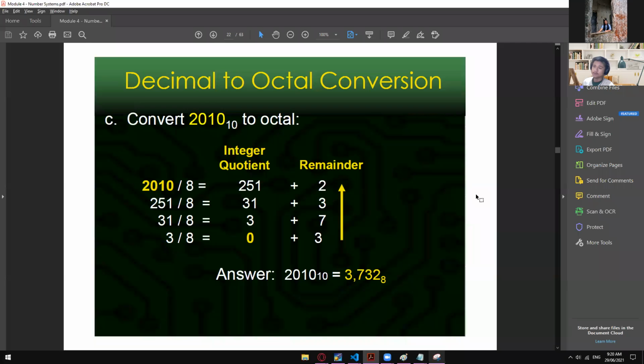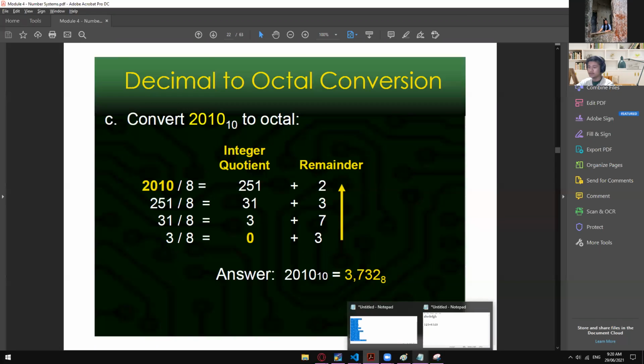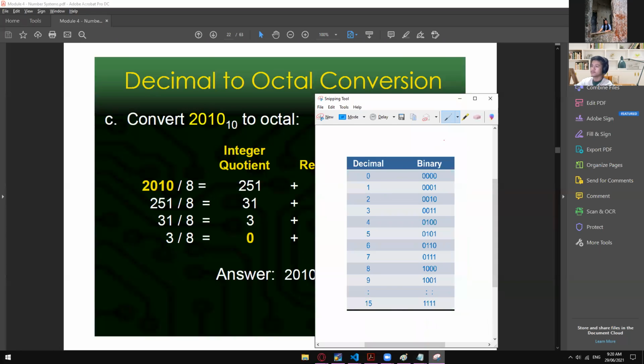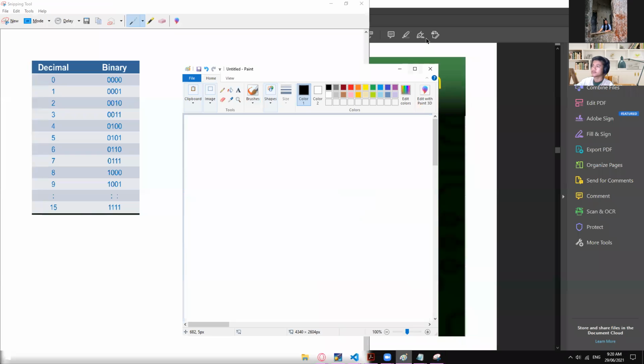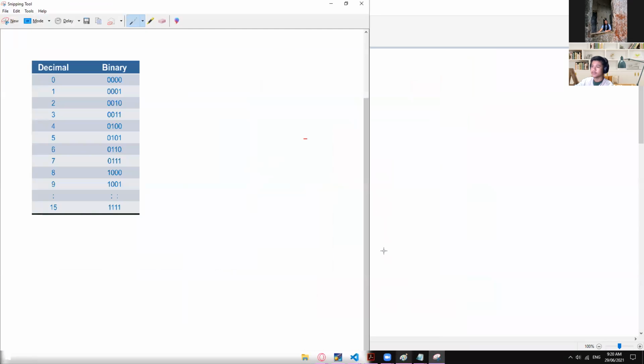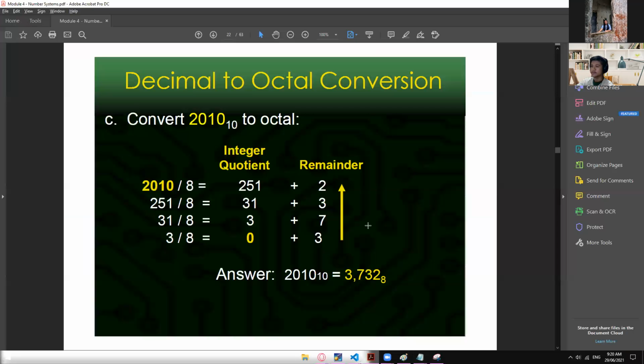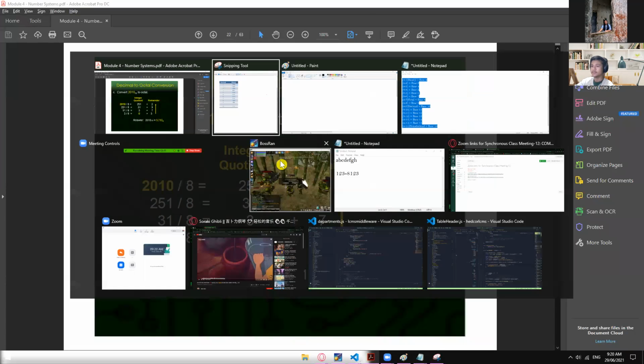Well, if you want, you can do this one using the old way, like in elementary days. It doesn't want to be deleted. Okay, what is that again? 251, 2010 divided by 8.